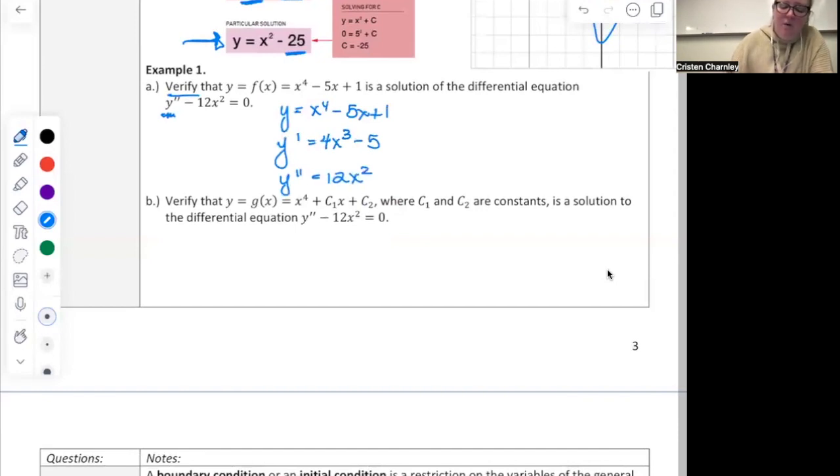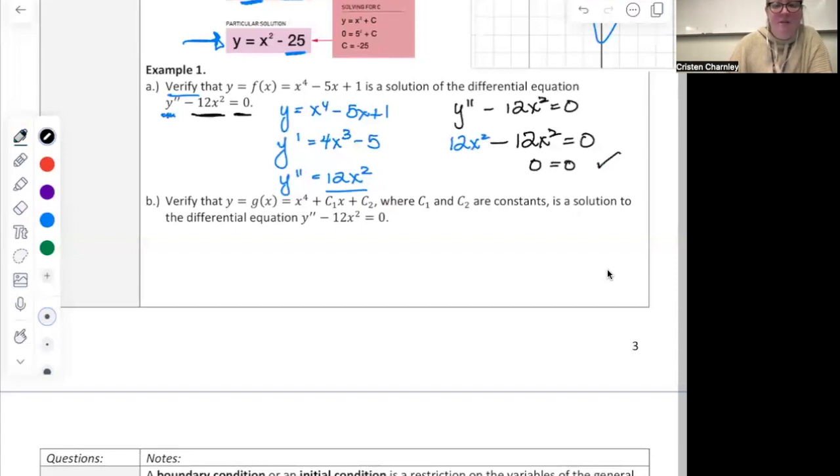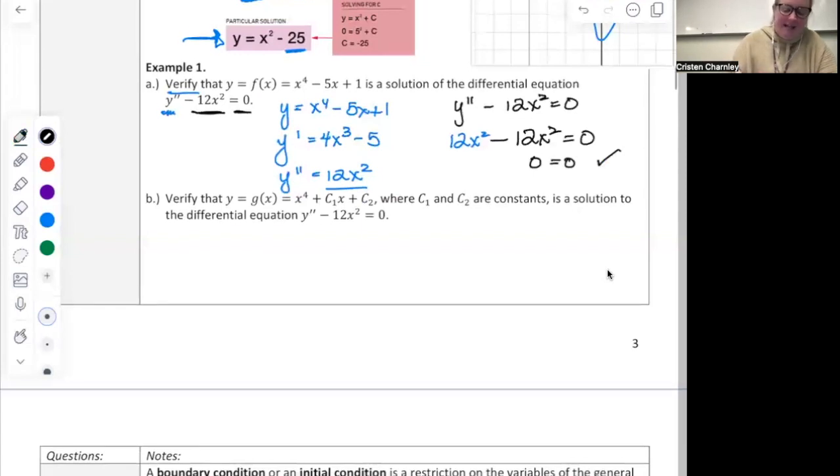Great. We're going to start with second derivative minus 12x squared equals 0. So in for that second derivative, here's our 12x squared minus 12x squared. This is that original equation. Does that indeed equal 0? So 0 equals 0. That's true. We verified. So you don't have to solve anything for these. If they say verify, it's like I gave you the answer and you just want to make sure that it's true.